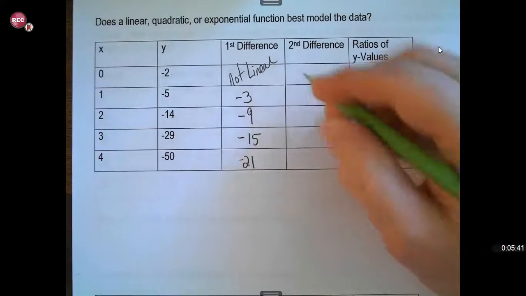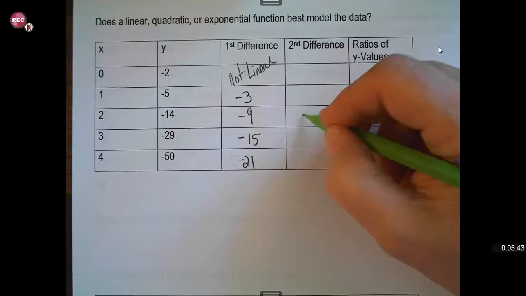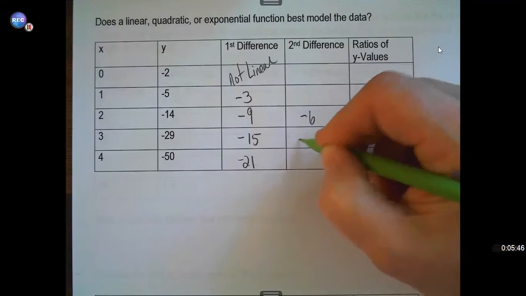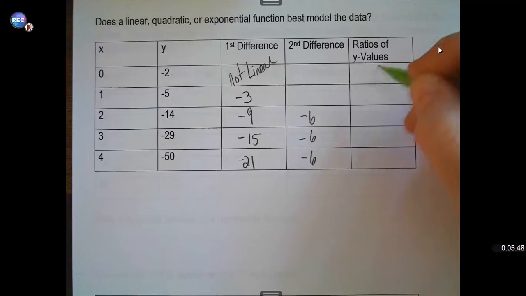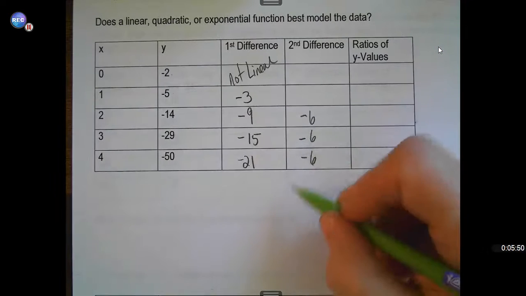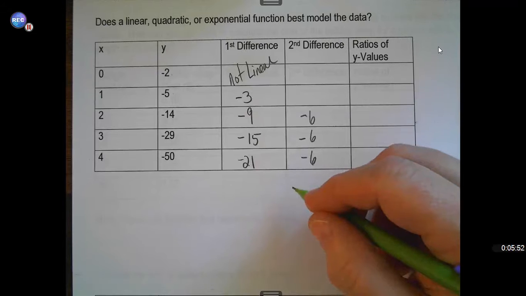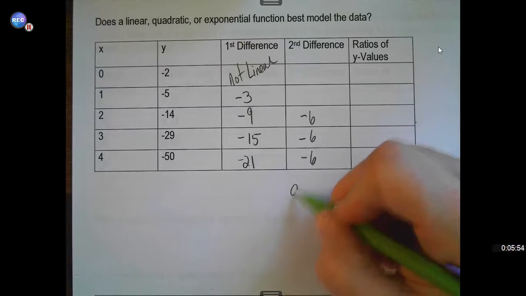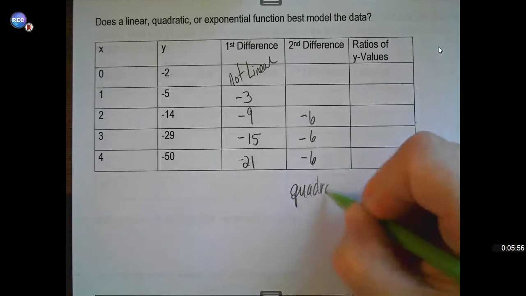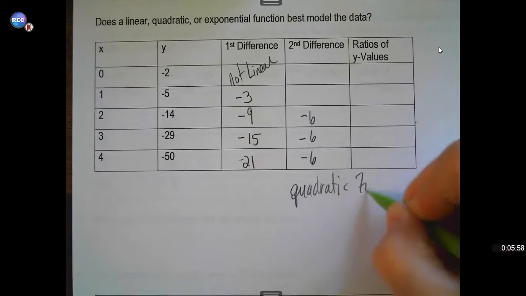And then we take the second difference. The difference here is -6. The difference here is -6. There we go. So the best model, or if I were to ask for the regression, it would be quadratic. It's a quadratic function.